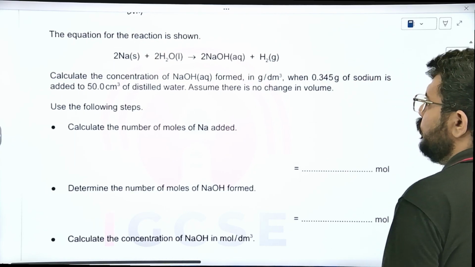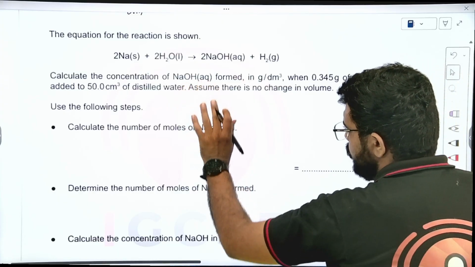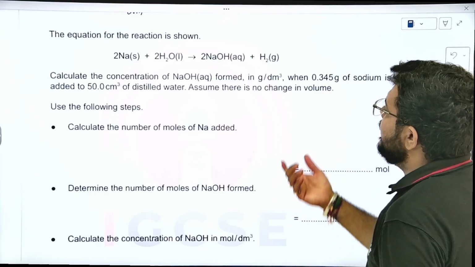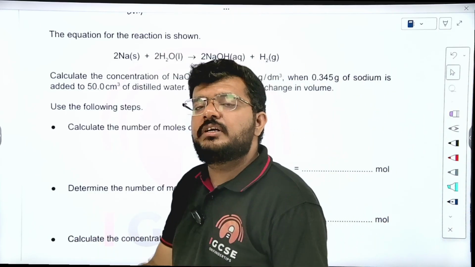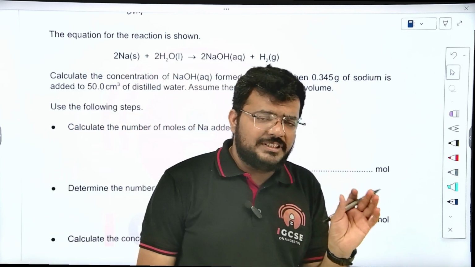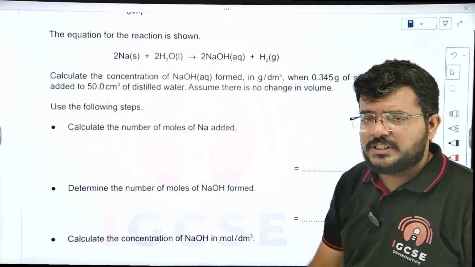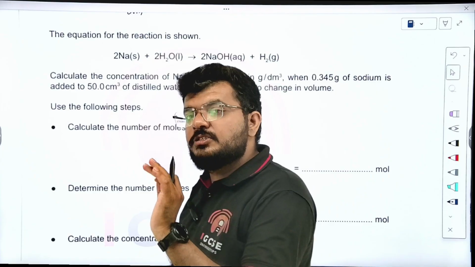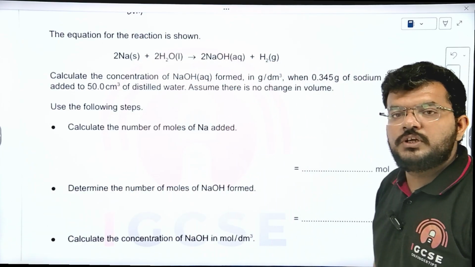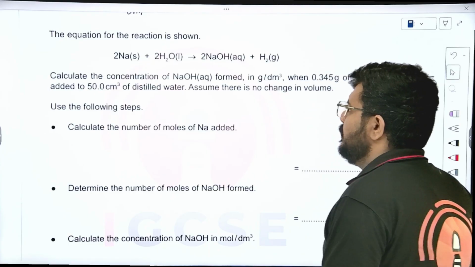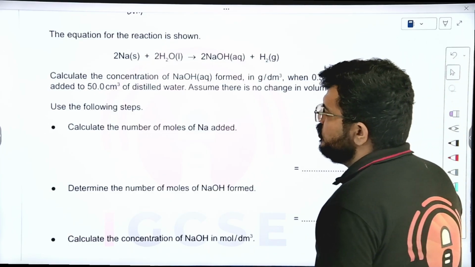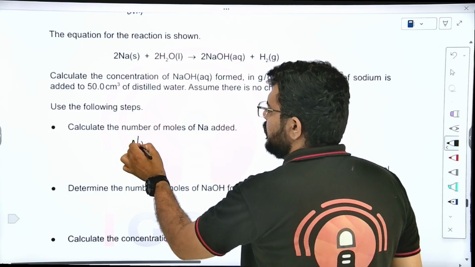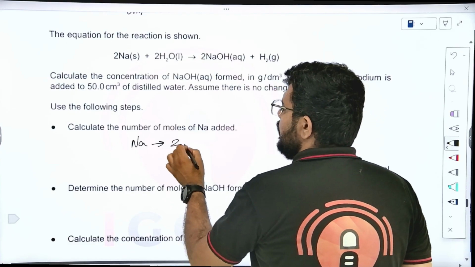Now, the equation for the reaction is shown. Okay, they are saying calculate the concentration of sodium hydroxide formed in gram per dm cube. Now, this is a very important type of question. So they'll ask you the whole question like we did in this HNO3 question. They'll ask you to find out the concentration in mole per dm cube. But then they will say convert this mole per dm cube to gram per dm cube. How do we do that? Let's look at this example. It will be very clear to you once we are done with this. Use the following steps. Calculate the number of moles of Na added. Now I think sodium has a mass of 23.